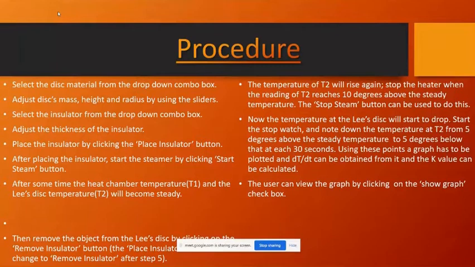The temperature T2 rises again, so we stop the heater when the reading of T2 reaches 10 degrees above the steady temperature. The stop steam button is used for this. After that, the temperature of the Lee's disc will start to drop. We have to start the stopwatch now and note down the temperature T2 from 5 degrees above the steady temperature to 5 degrees below that, at every 30-second interval. We use these points to make a graph of dT by dt, and then the k value can be predicted from that graph. The user can view the graph by clicking on the show graph checkbox.